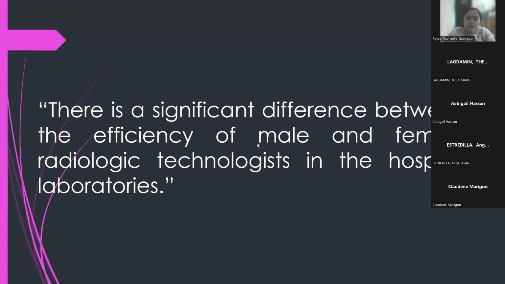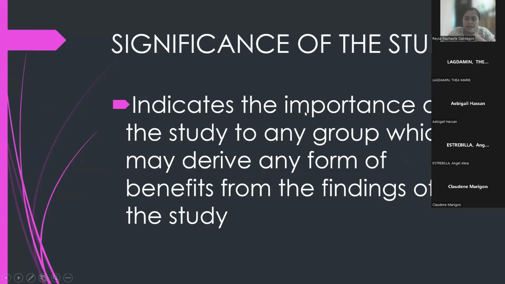Before tayo mag-move on sa ating, what's the next part? Significance of the study.